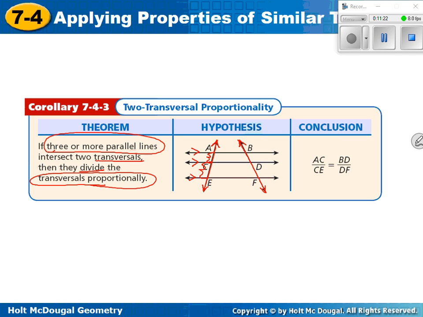AC and CE. Okay, if I look at the other transversal, what are my 2 pieces? BD and DF. So this theorem says that it will split each transversal proportionally, meaning AC over CE will equal BD over DF. I'll write it up here again and use some simpler terms. Same idea. If I have 3 parallel lines cut by 2 transversals, then A over B should equal C over D.